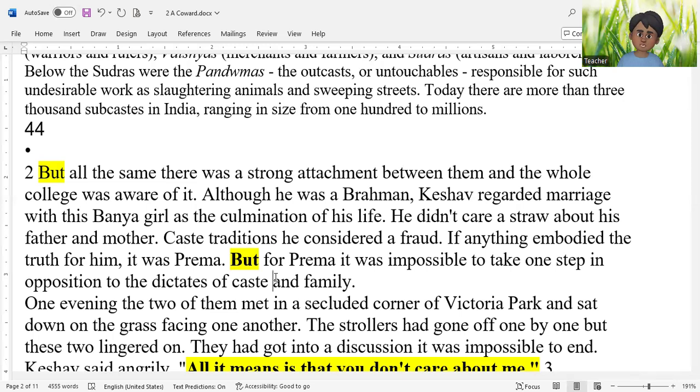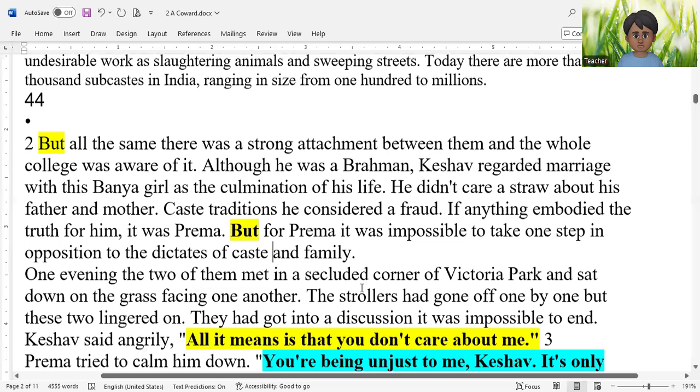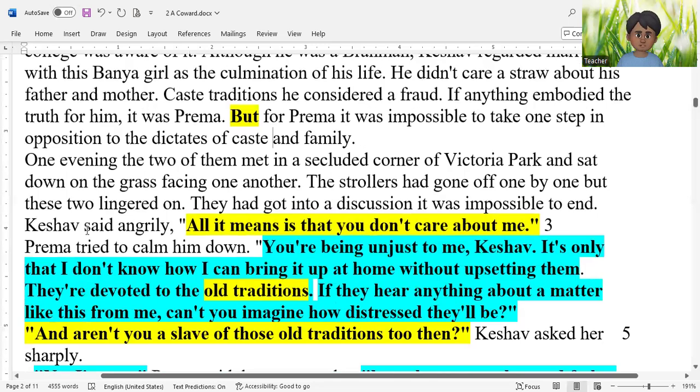Now you have another source of conflict. Do you realize the caste system is the major cause of all problems in this story? Caste system is the major cause of conflict in this story. The boy says he doesn't believe in caste, and the girl says she can't oppose caste and family. Let's move to the third paragraph now.